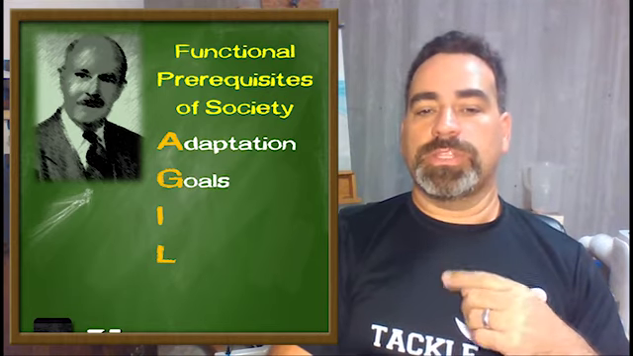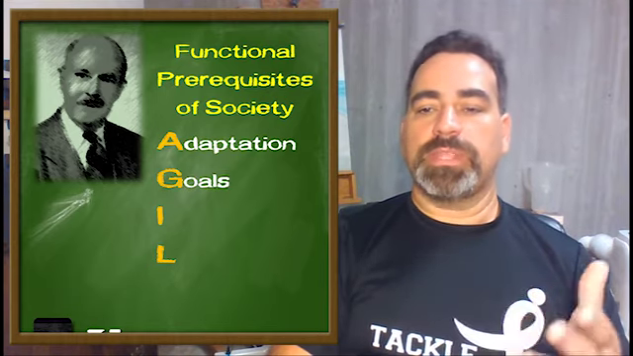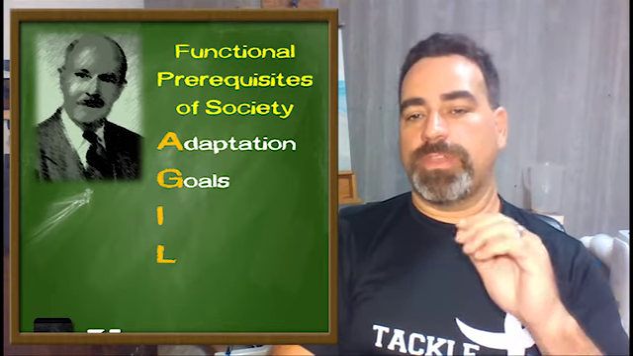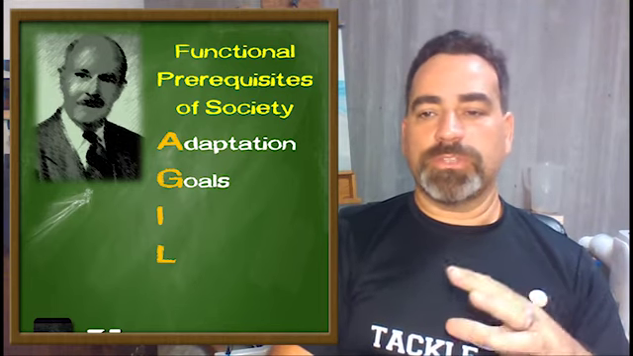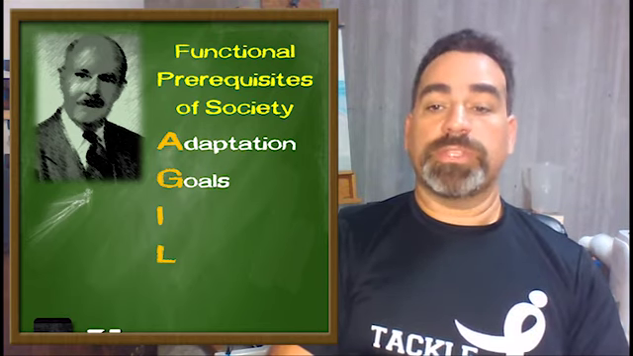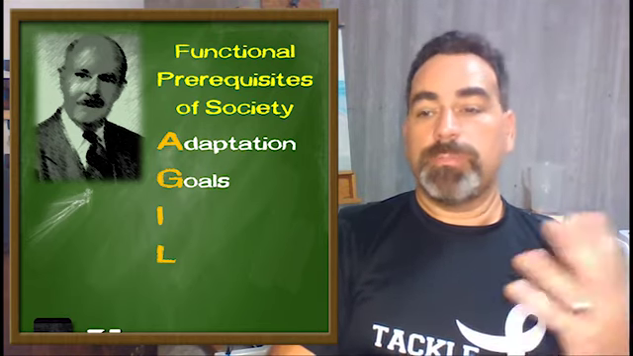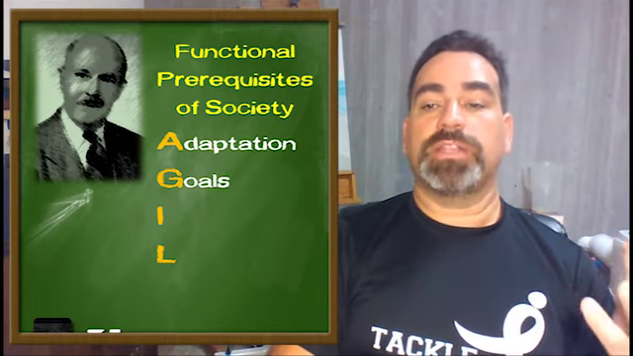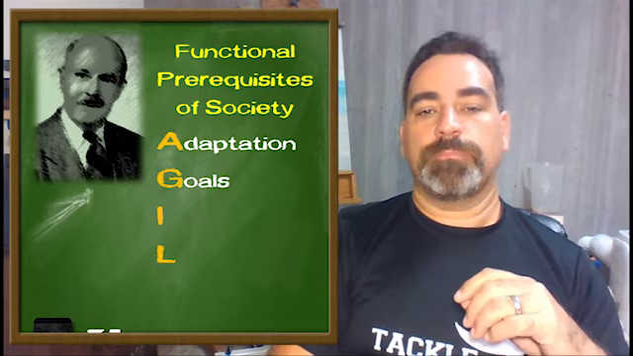Second is goal attainment. Societies must meet the needs of individuals and groups within the society to set and achieve their goals. Societies must also find ways to deal with any resulting conflicts when there are discrepancies between individuals and groups in pursuit of these goals. Government, or what Parsons refers to as the polity, takes on this task.